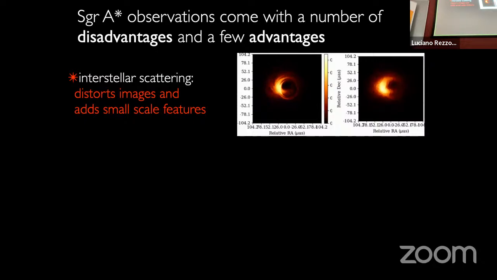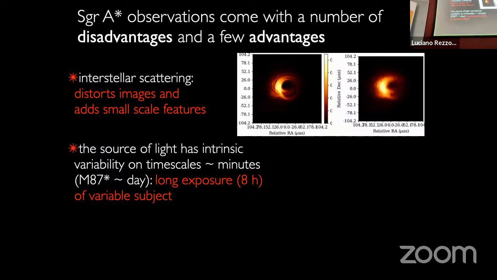And this is just to give you an idea, this is a simulation with scattering. You start seeing microstructures. You don't have a very sharp picture anymore. And on top of this, this is still a theoretical image. You have to imagine that there is also the blurring coming from the actual telescopes. So scattering is a problem.